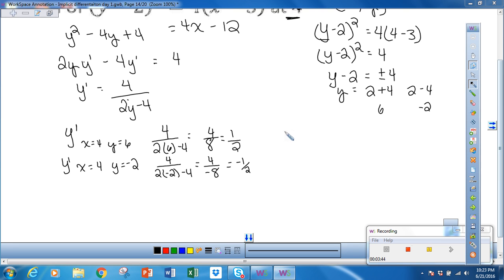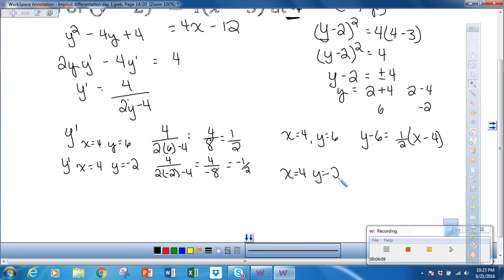When x is 4 and y is 6, the equation of the line is y minus 6 is equal to, and we found the slope here was 1/2, times x minus 4. And then when x is 4 and y is negative 2, we get y plus 2 is equal to negative 1/2 times x minus 4. And we've written the equation of the tangent line.